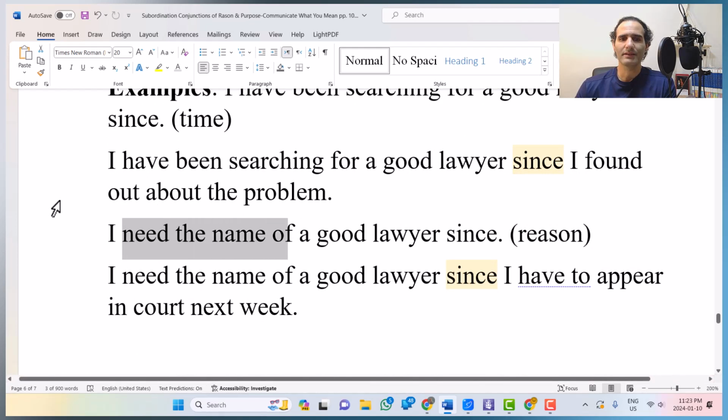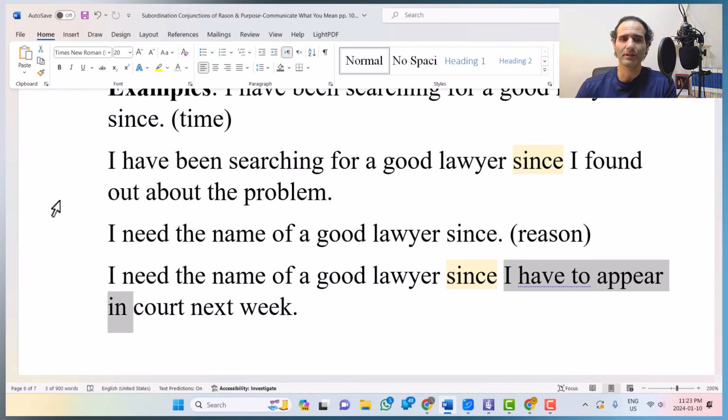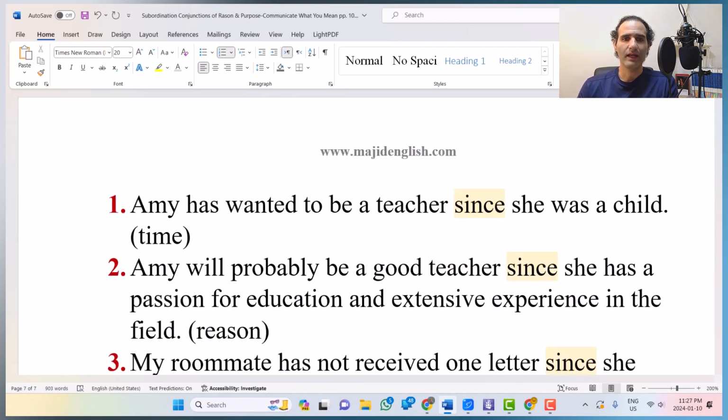I need the name of a good lawyer since, reason. Since I have to appear in court next week. Okay? Number 1. Amy has wanted to be a teacher since, time. Since she was a child, or any other independent clause meaning time. Amy will probably be a good teacher since, reason. Since she has a passion for education, because she has a passion for education and extensive experience in the field.